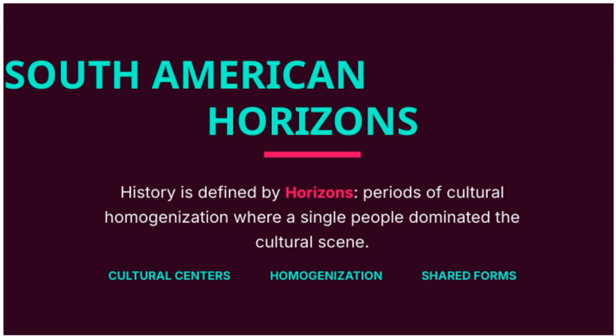Many of these periods involved the dominance of particular civilizations, like the Inca or the Spanish during colonial times, which left lasting impacts. Understanding these horizons helps us see how cultural identities evolve, sometimes through shared influences, sometimes through homogenization that temporarily unifies diverse groups. It's a key part of understanding the broader theme of how cultures develop and interact over time.